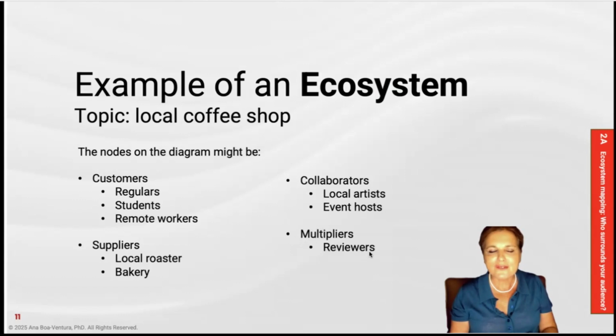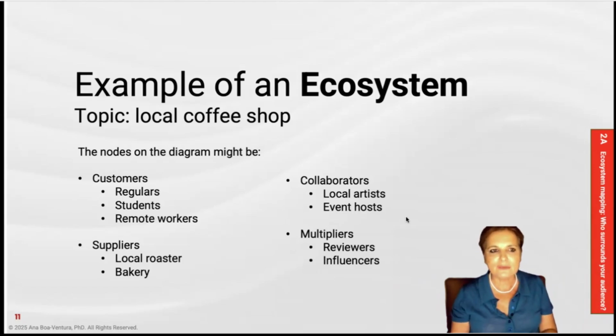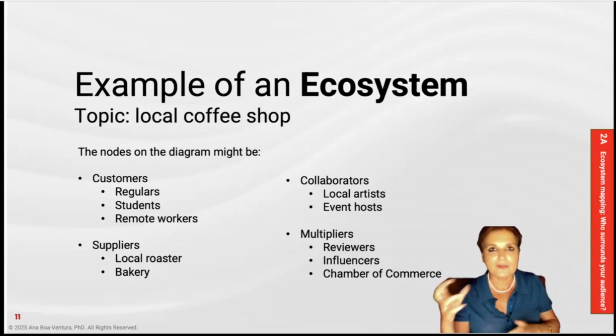Multipliers, these are the reviewers, these are the influencers, right? All these people are actually talking about this local coffee shop and in that sense multiplying the impact in attracting others to come to the local coffee shop. So all of these are part of an ecosystem. A chamber of commerce, for example, can also be part of this ecosystem of a local coffee shop. So you've got an example here of how this local coffee shop would represent the network we saw, the web of nodes, right? And we saw now the example of the homelessness topic and how the several organizations at the state level, at the city level, can interact with each other.